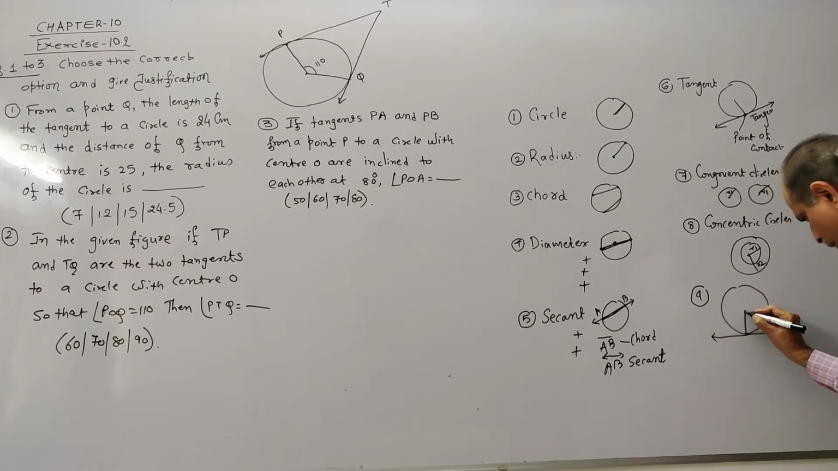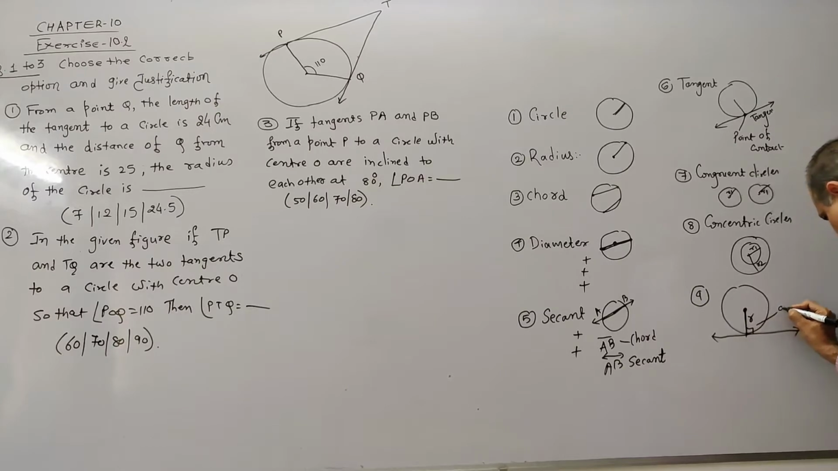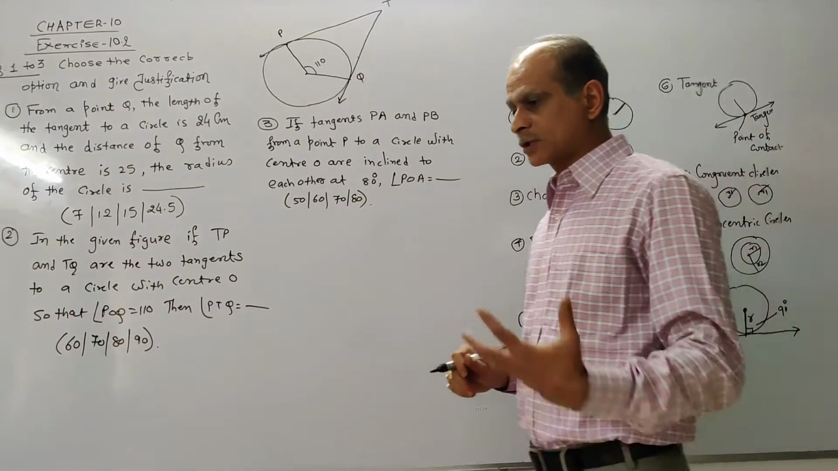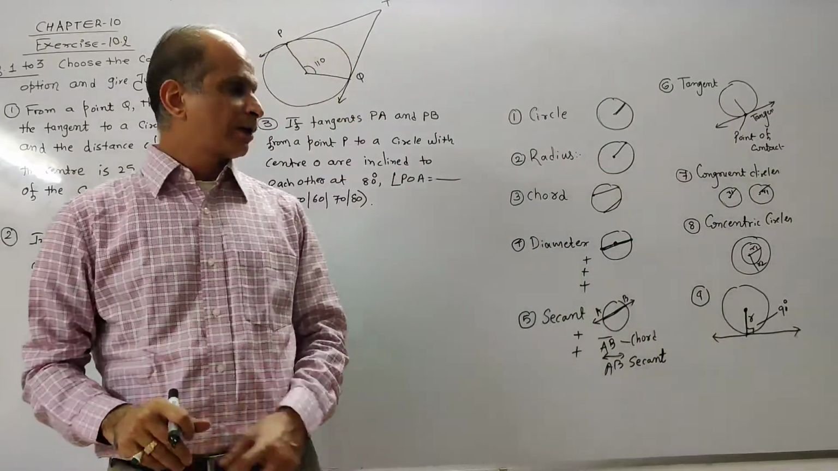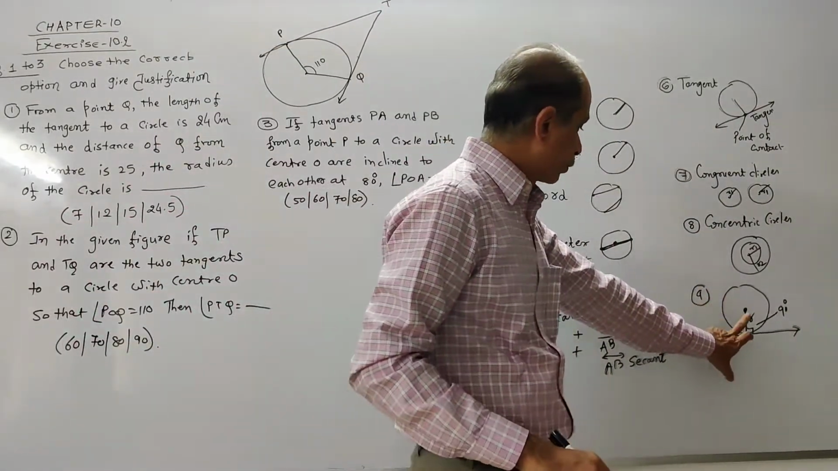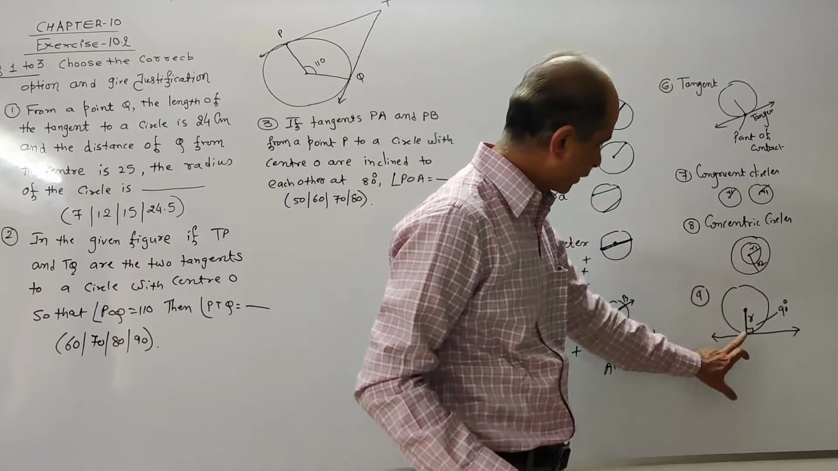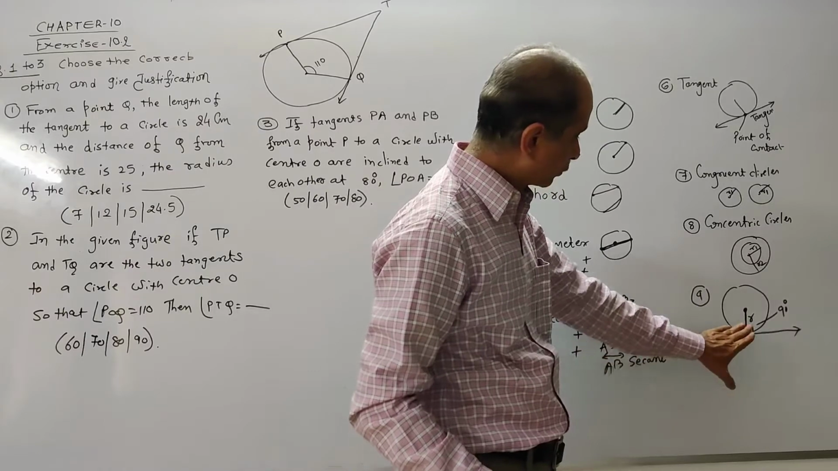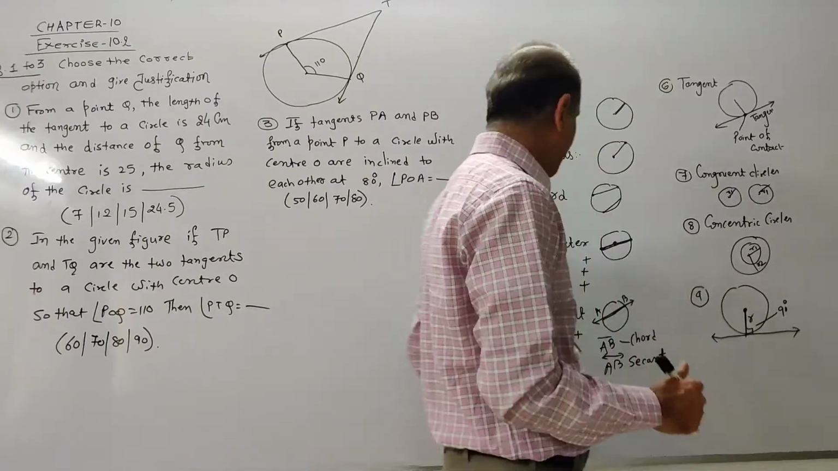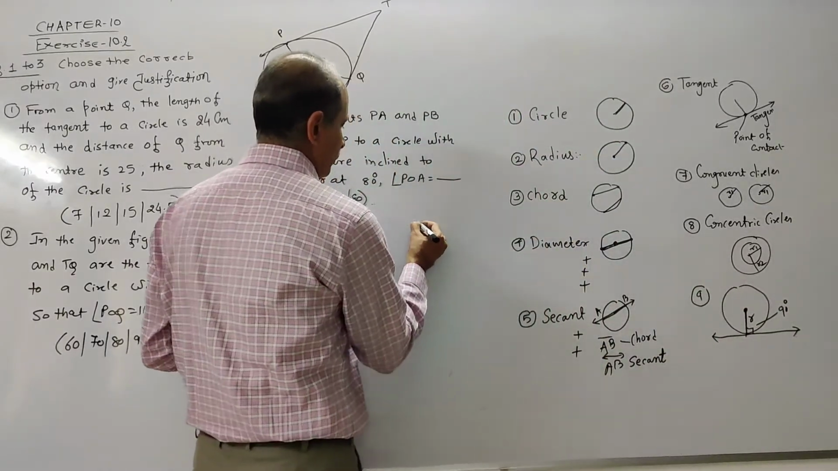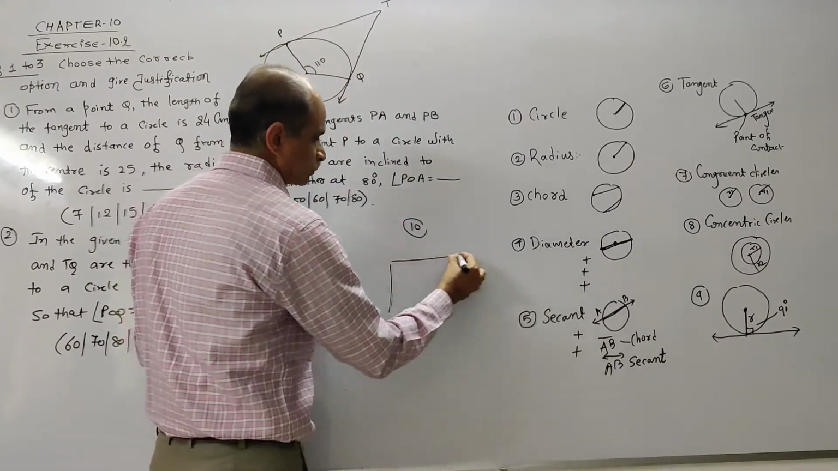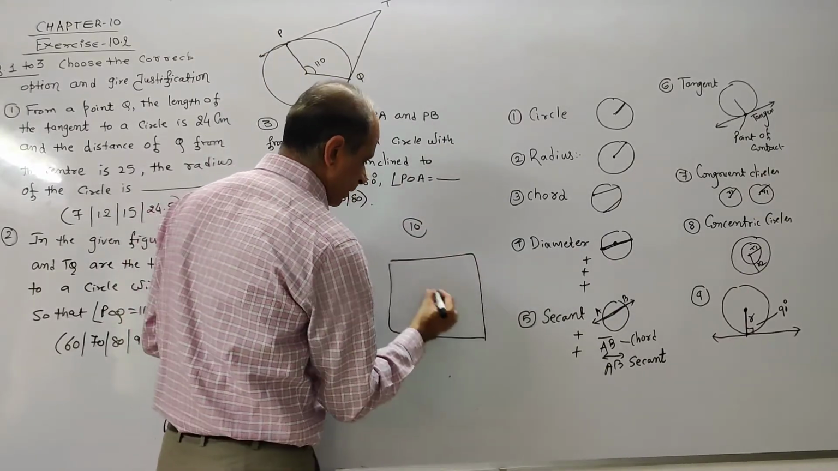Well, we have also discussed one very important part of this chapter, that is the radius drawn to the point of contact from the center. So this is the radius, and this radius is always perpendicular to the tangent of a circle. We have to use this concept in many examples. The radius of a circle drawn from the center to the point of contact is perpendicular to the tangent of a circle.